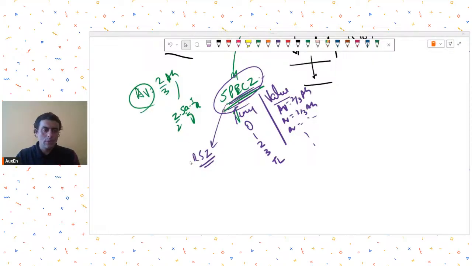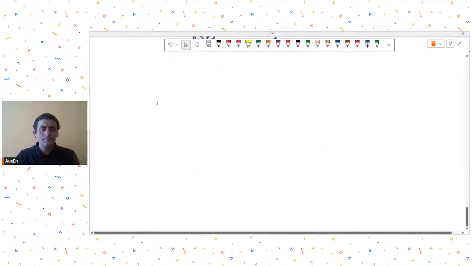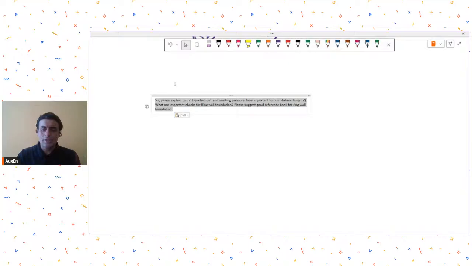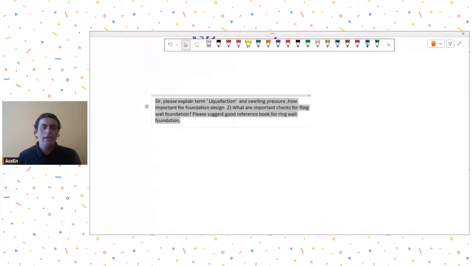Then the next query is from Rajendra Kamre. He is from Sangli and he is a working professional. He is asking, please explain the terms like liquefaction and swelling pressure.